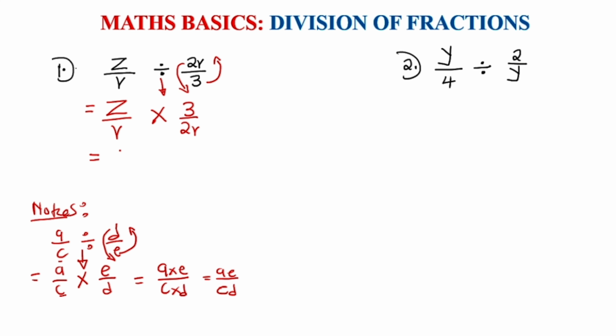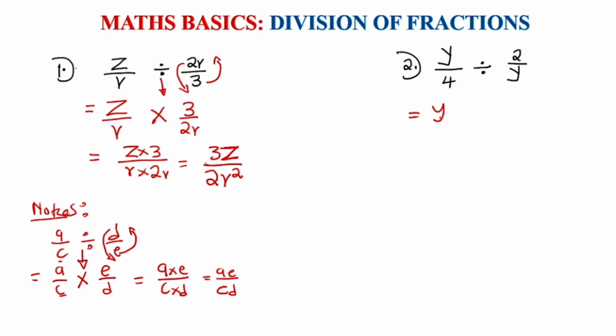Okay, therefore, what is happening now? We do as we did with multiplication. Z will multiply with the top, and r will also multiply with what is at the bottom as well, which all in all z times 3 is going to give us 3z all over 2. R times r will give us r squared. Okay, great stuff, and you should be able to get full marks there as well. Okay, now let's go to example number 2.